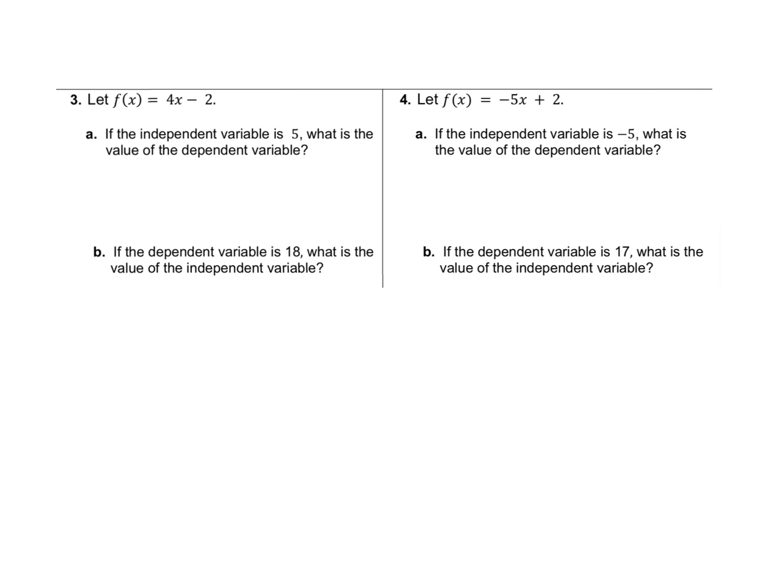All right, so for our next example, number 3, it says let f of x equal 4x minus 2. It's saying that if the independent variable is 5, what's the value of the dependent variable? And remember, we have been doing that for a while. When the independent variable, so x is the independent, and the dependent, the y is the dependent.